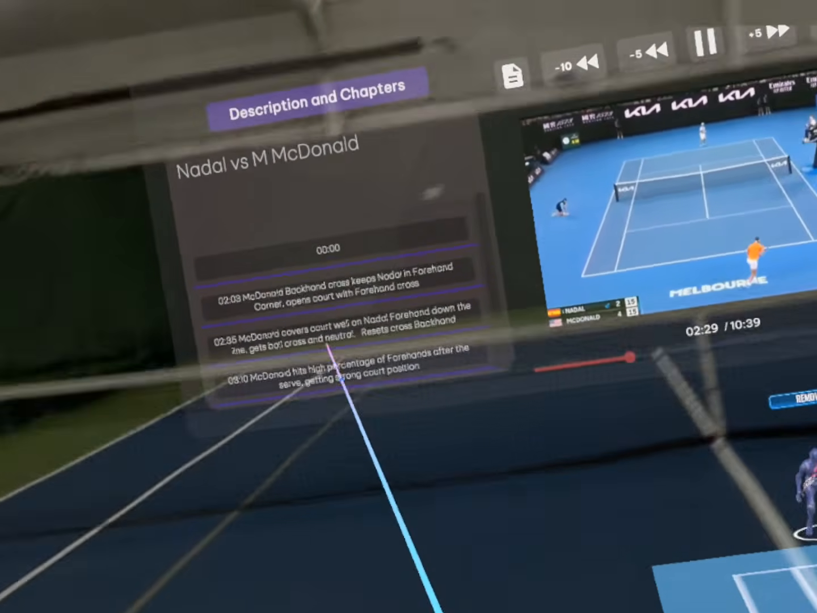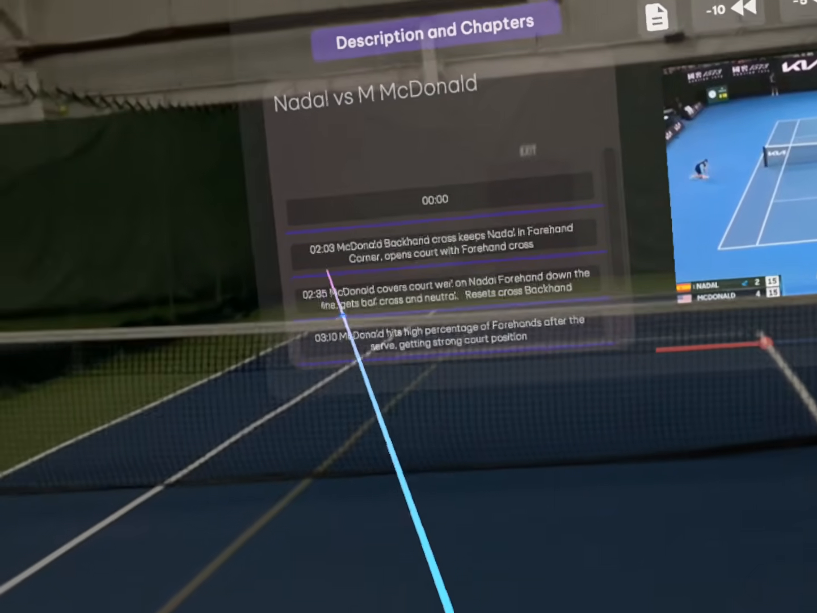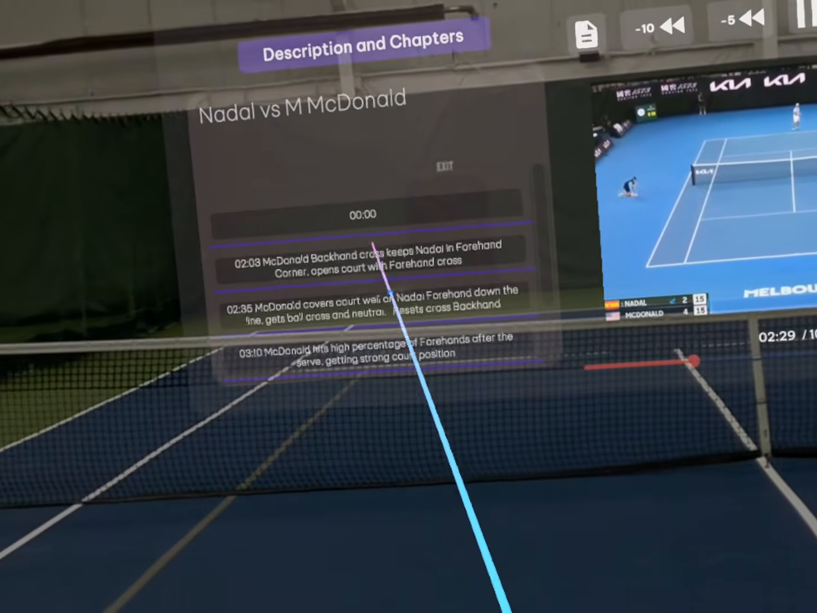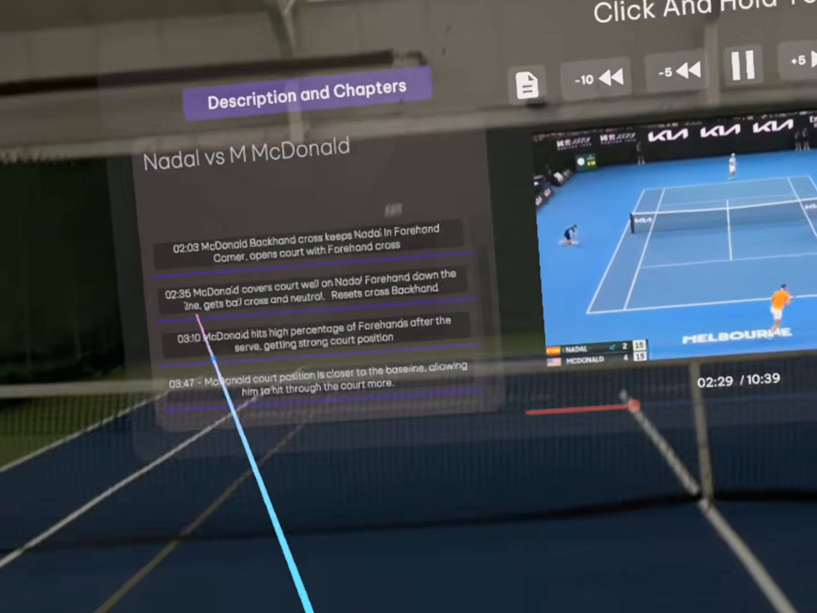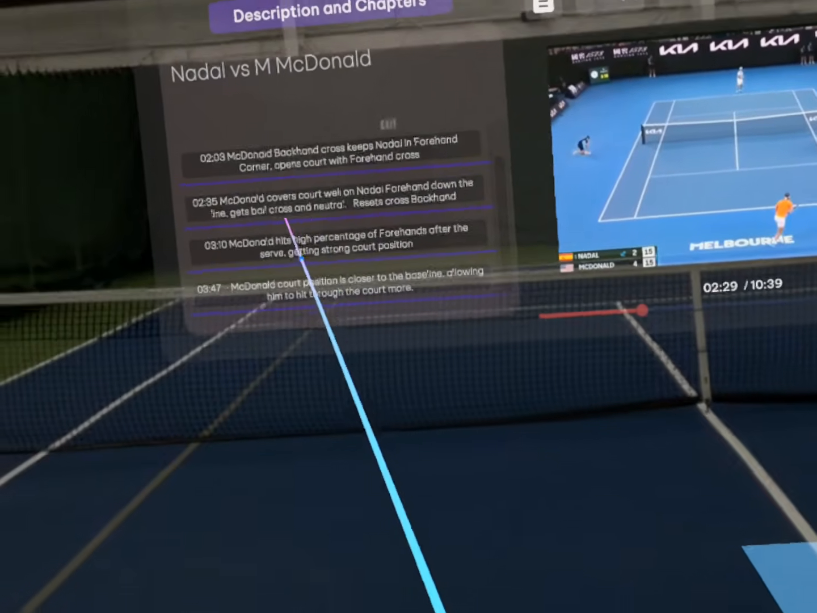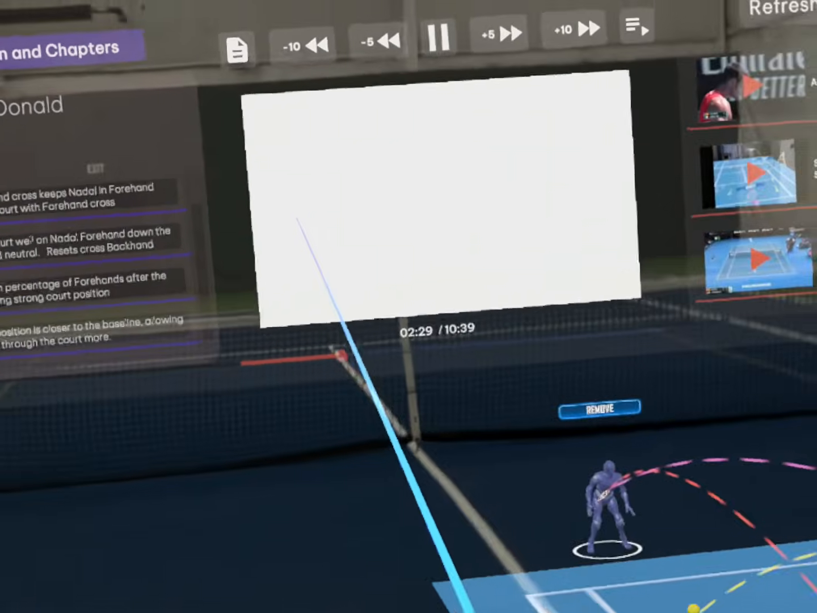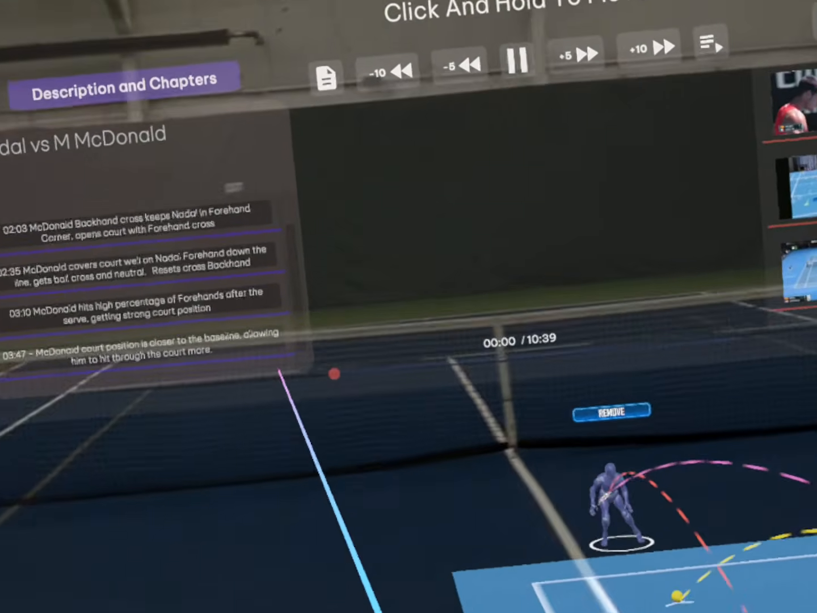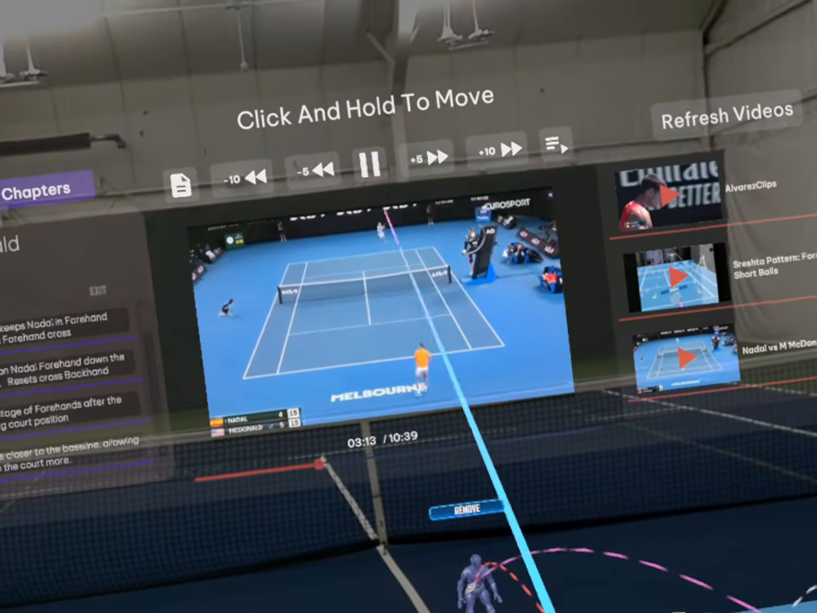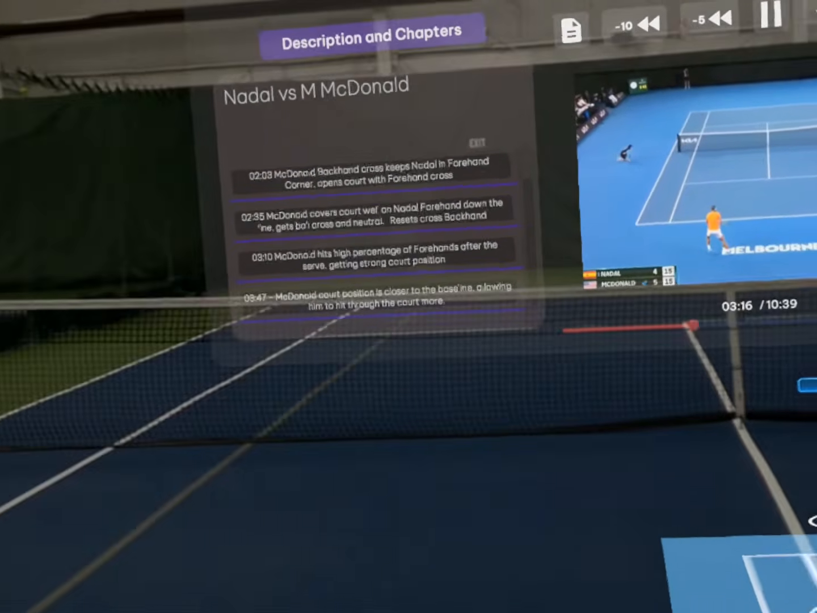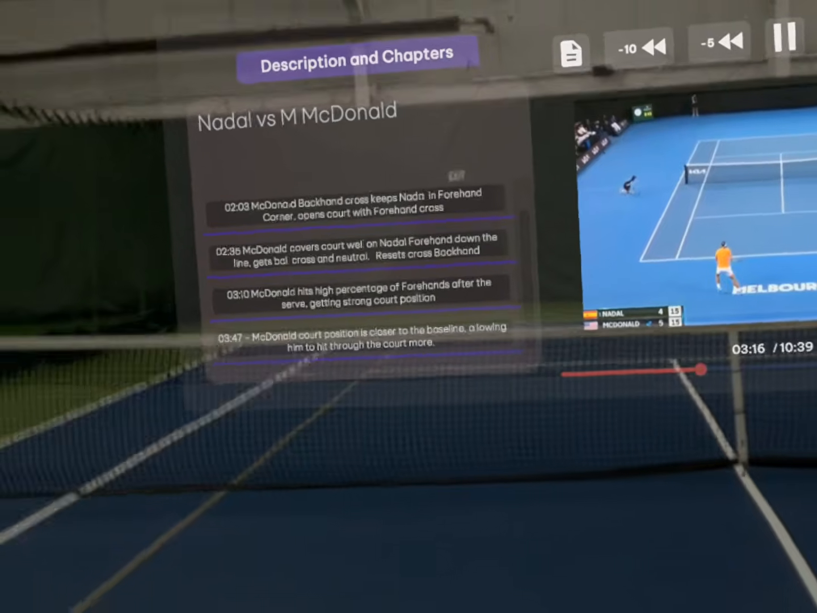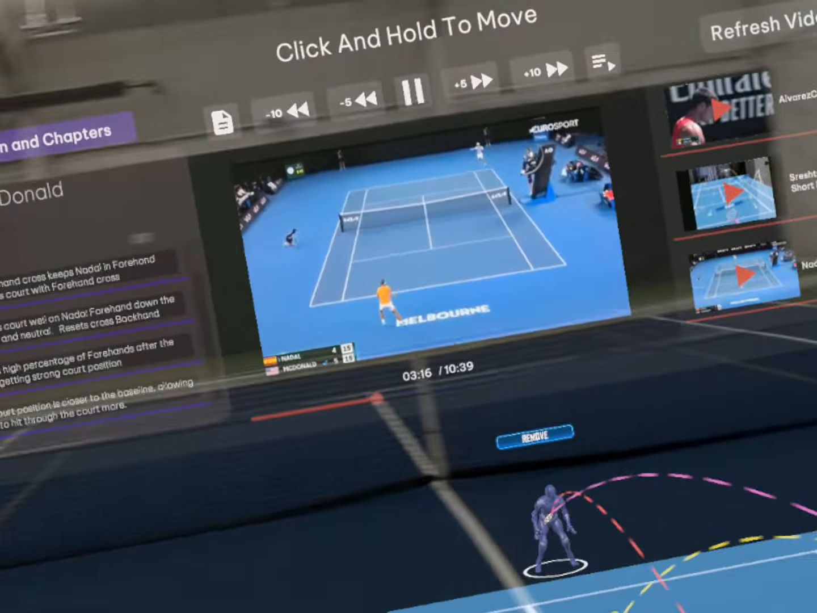One of the other things we want to take a look at, a couple of the points, is the high percentage of forehands that McDonald was hitting. So after the serve, if we take a look at this clip here, he's in the middle of the court hitting forehands, which is here. McDonald hits a high percentage of forehands after the serve, or forehands in general.